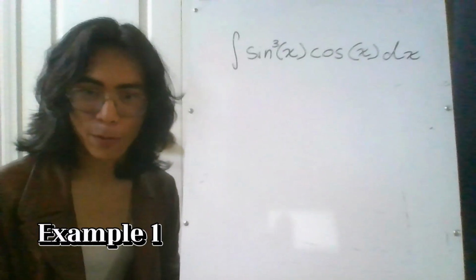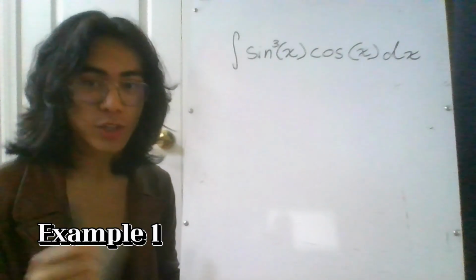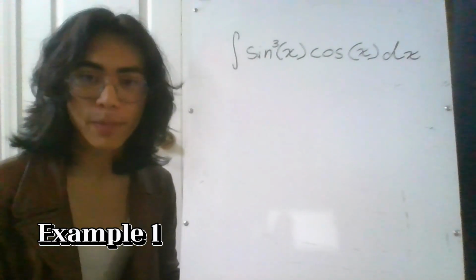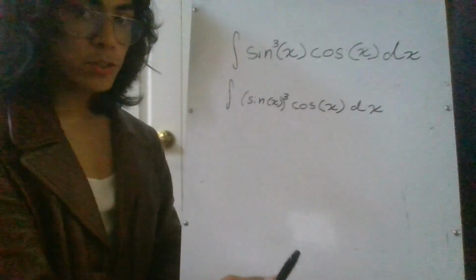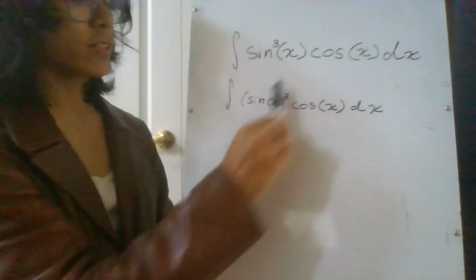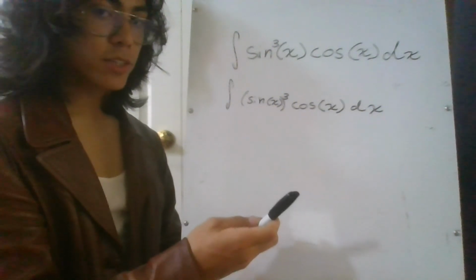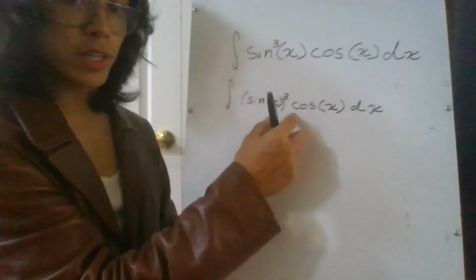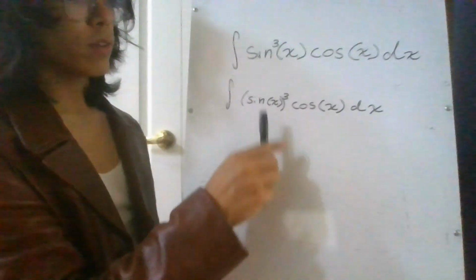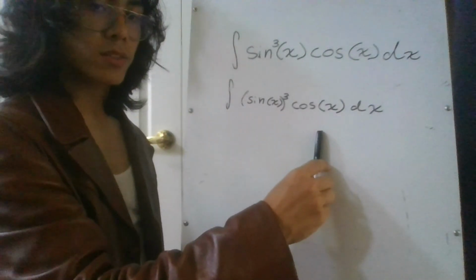Let's try our first example. Make sure to pause the video and try this example out on your own before watching my explanation. Our first step is to rewrite sine cubed of x as sine x to the third power. This makes it easier to see the function within the function. The derivative of sine of x is cosine of x.